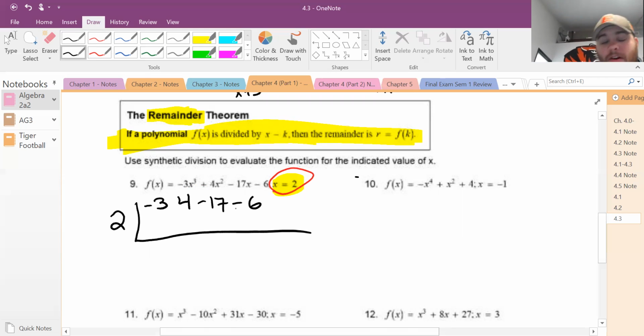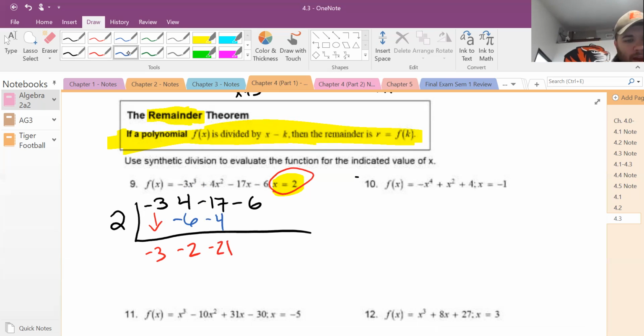Do I need any placeholders? I don't, right? Because it's 3, 2, 1, 0. We're good. Okay, let's drop it straight down. So we have negative 3 here. 2 times negative 3 is going to be negative 6. 4 plus negative 6. 4 minus 6 is going to be negative 2. 2 times negative 2 is going to be negative 4. I get negative 21. Okay, and then we have 2 times negative 21 is going to be negative 42. Add straight down, I get negative 48.